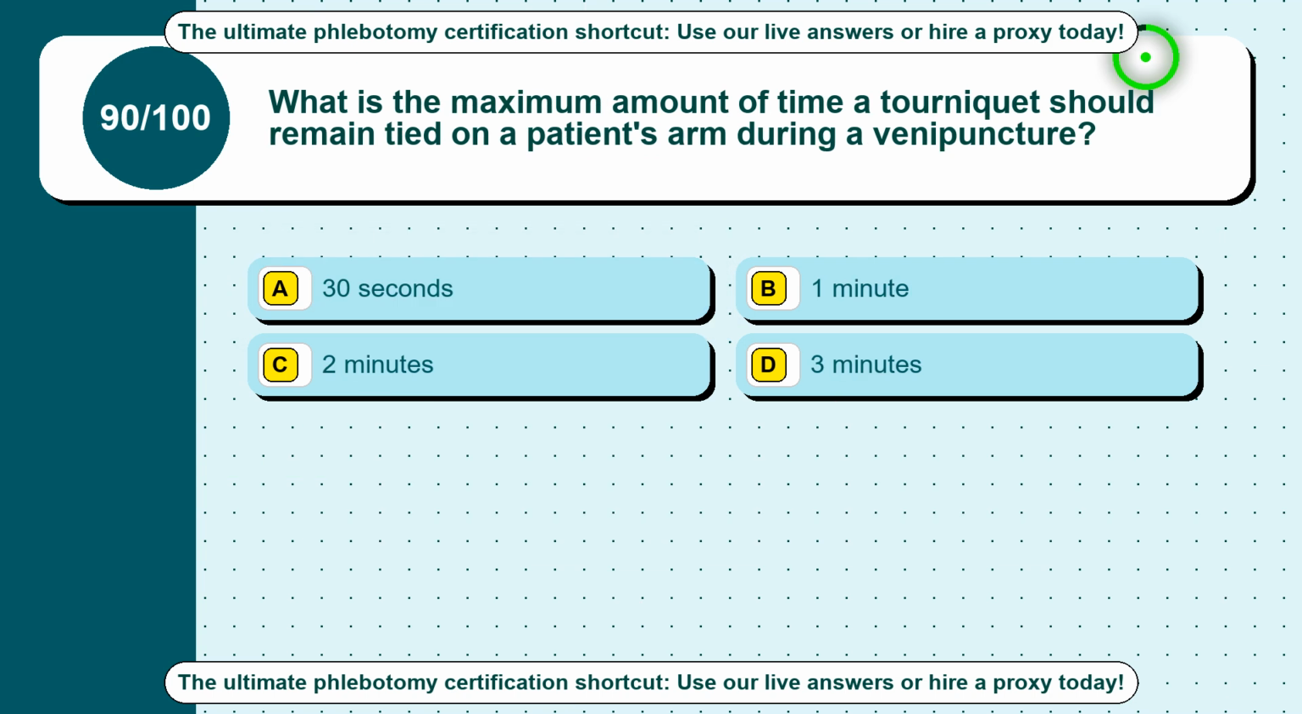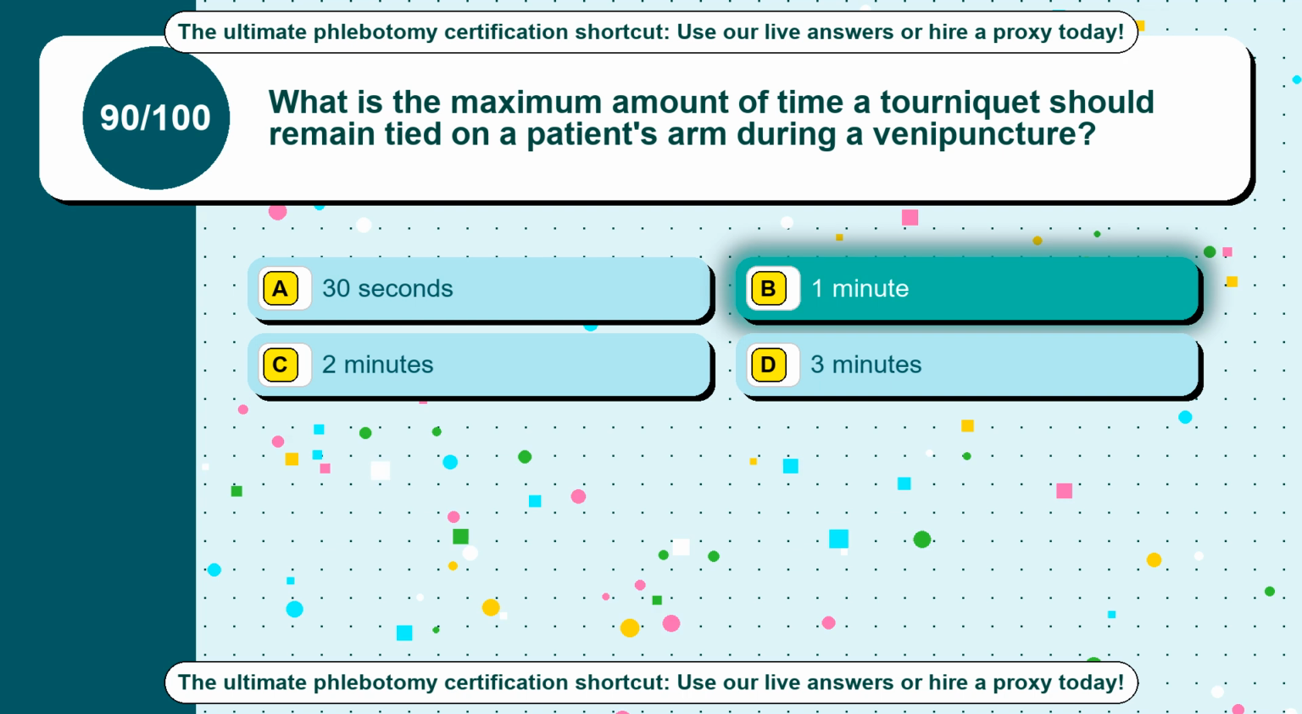Question 90. What is the maximum amount of time a tourniquet should remain tied on a patient's arm during a venipuncture? Option A, 30 seconds. Option B, 1 minute. Option C, 2 minutes. Option D, 3 minutes. The correct answer is option B, 1 minute.